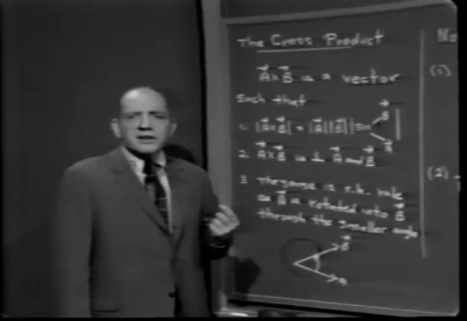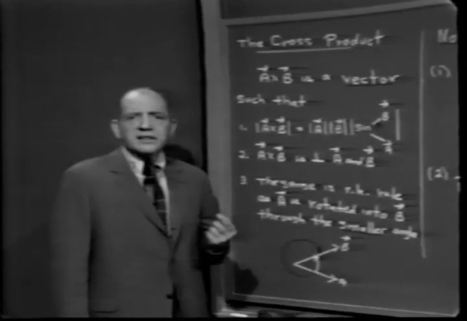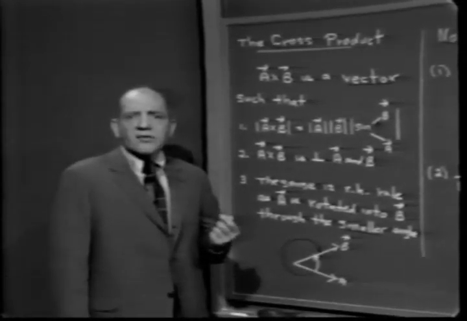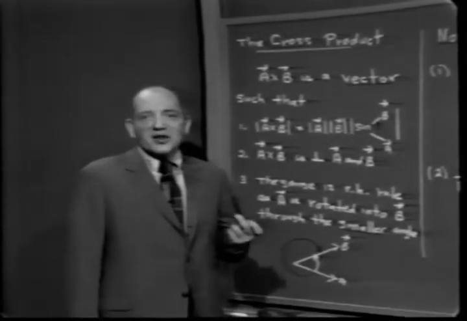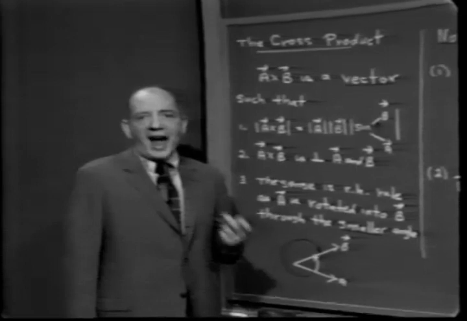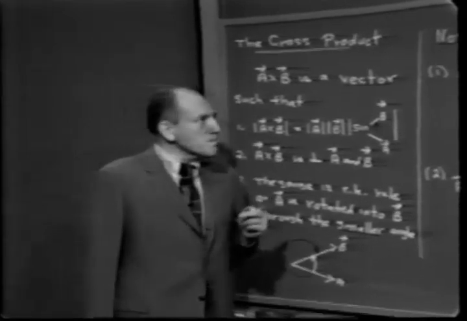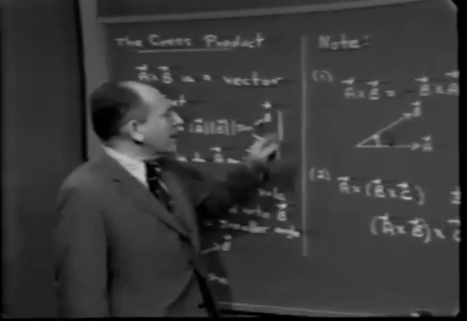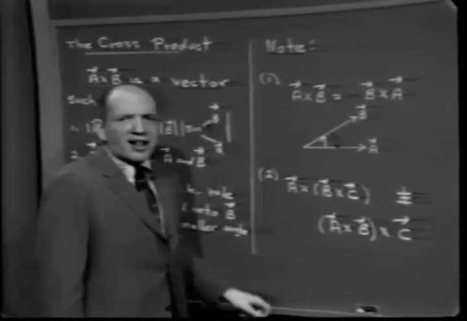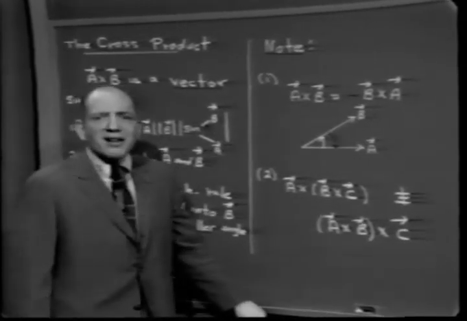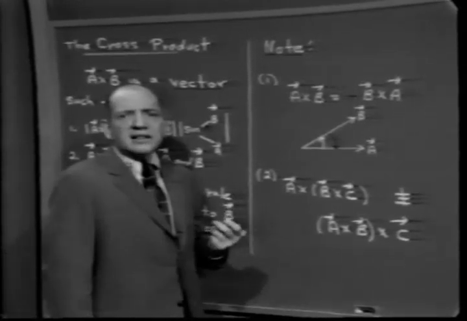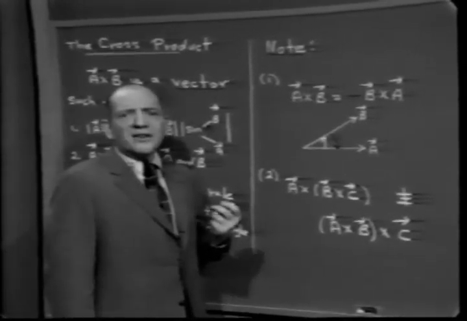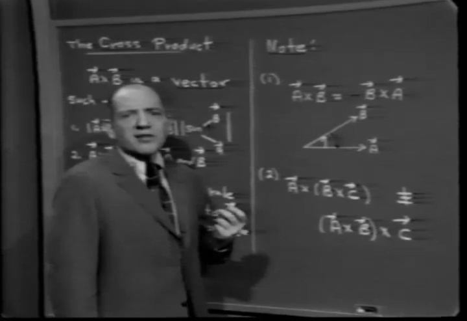The cross product is perpendicular to each of the two vectors, and its sense is the right-hand rule as the first is rotated into the second through the smaller of the two angles. Okay? This is important because, as important as the cross product is from a physical point of view, arithmetically it's a nuisance. We can take very few liberties with the cross product.